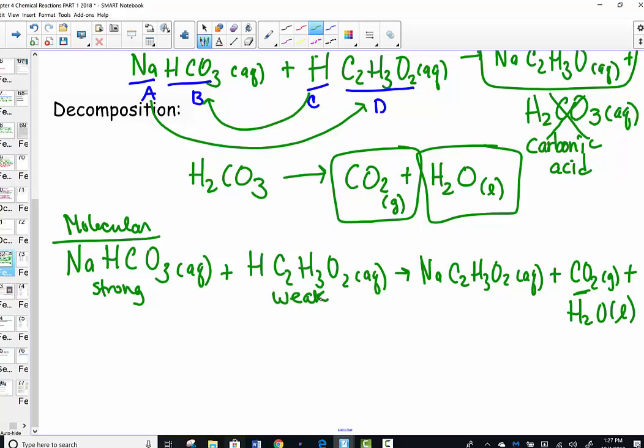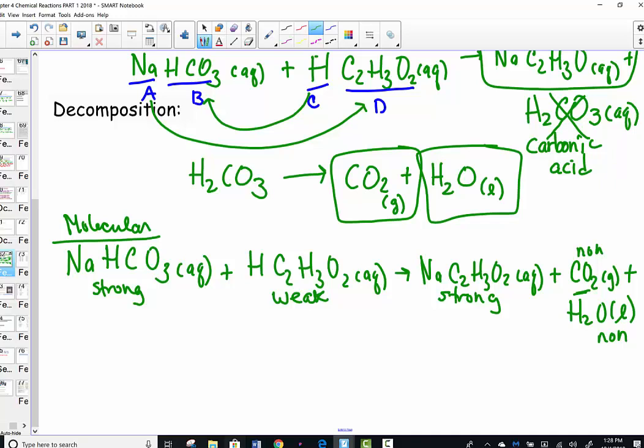a weak electrolyte. On the product side, sodium acetate. That's a water-soluble salt. It's aqueous. It's a strong electrolyte. Carbon dioxide and water. Both of these are molecular compounds. Molecular compounds are not built of ions. They are classified as non-electrolytes. That's the critical step in deciding what do I break apart and what do I leave together to turn my molecular equation into the net ionic equation.